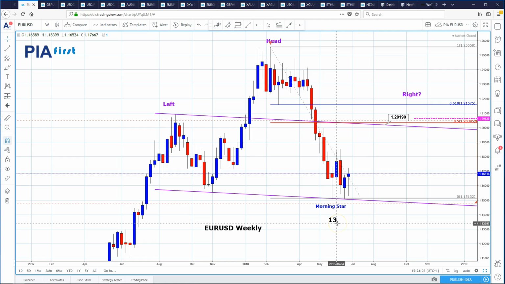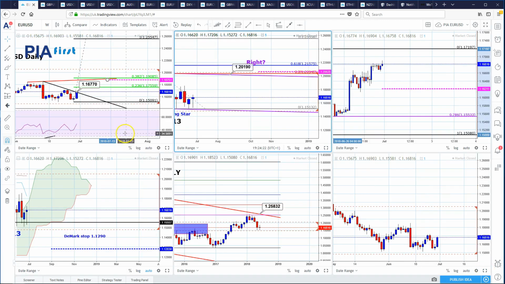Now DeMark 13 sometimes highlights the end of a trend, so we're looking for basically the opposite of the dollar index, and we're looking for head and shoulders, left shoulder, head, right shoulder, and we're looking for a move up in a corrective formation in euro dollar.